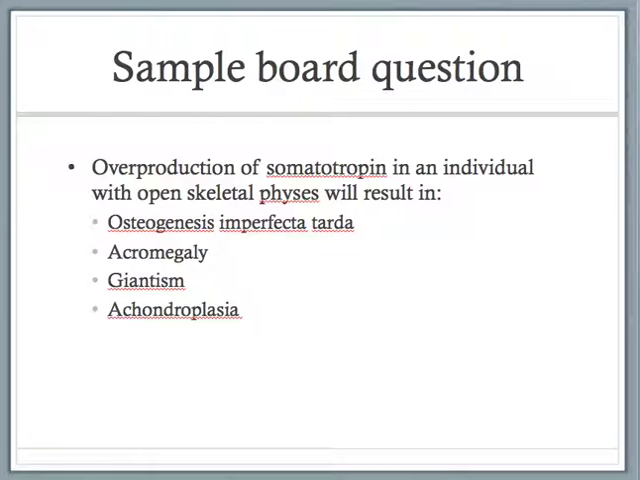And that is it. So I said a lot of these things. All right. So you should be able to answer this. Overproduction of somatotropin in an individual with open skeletal physes will result in osteogenesis imperfecta, acromegaly, giantism, or achondroplasia. So you take a look at that.